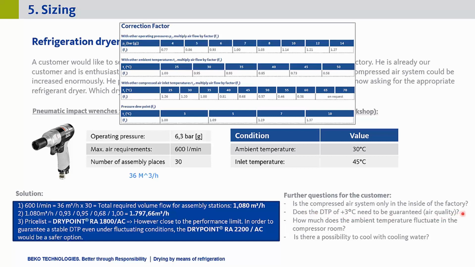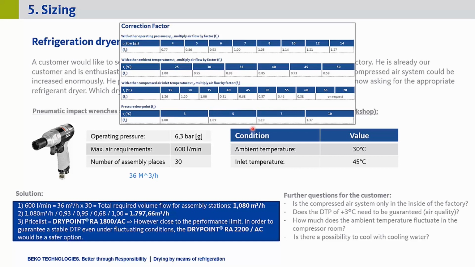Then again, does the dew point of 3 degrees Celsius need to be guaranteed? So is air quality actually important? Do you need this 3 degrees, or are you also okay with 5 or 7? If that's the case, then you could use the correction factor for 5, 7 or 10 degrees. And what would you end up with? Correct, with a smaller dryer.